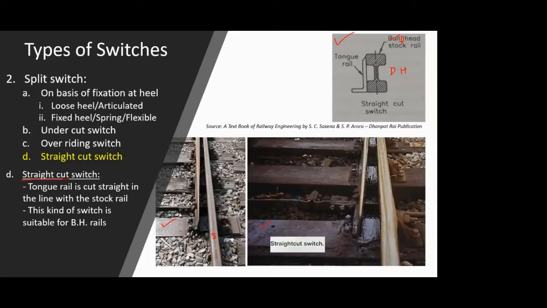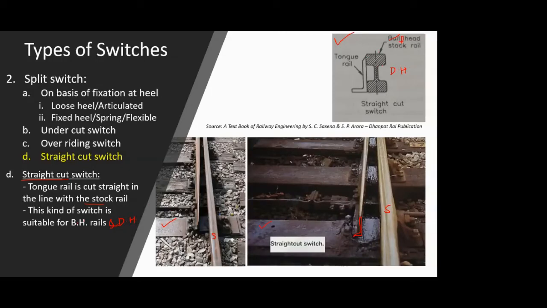Okay, same is the case on the right side figure. So this is the stock rail, and this is the tongue rail, and if you see, it is exactly straight for a 90-degree section, you can say. So that is the straight cut switch, in which the tongue rail is cut straight in line with the stock rail, and generally it is suitable for bull-headed and double-headed. That I'll just add here. So in bull-headed and double-headed, it will be possible.